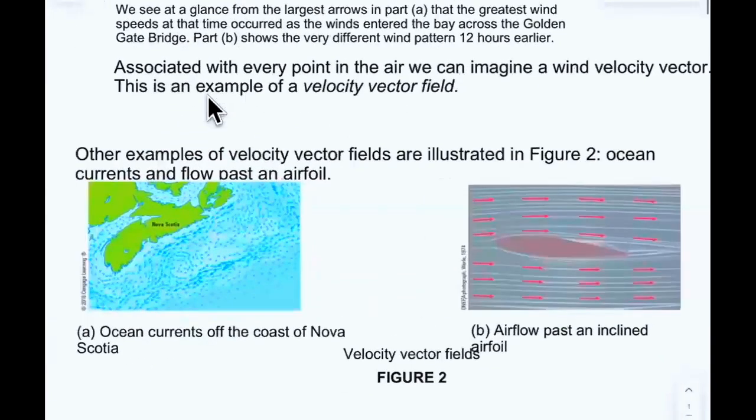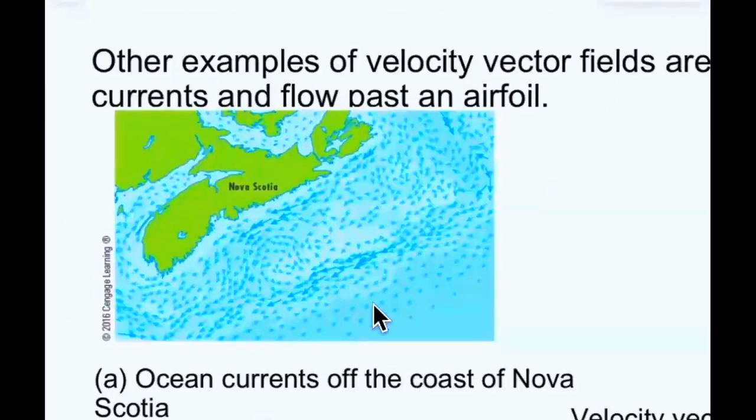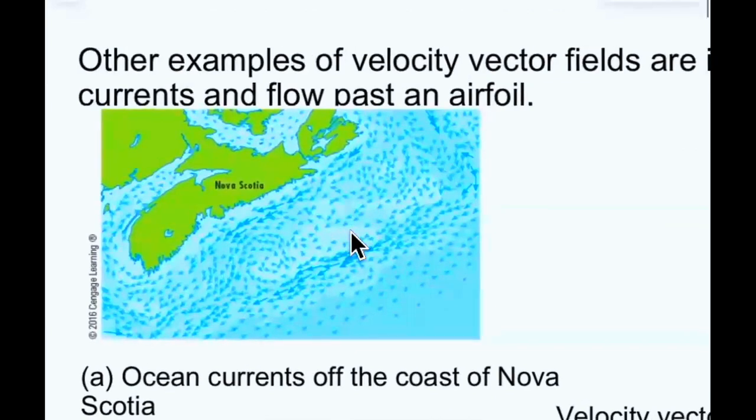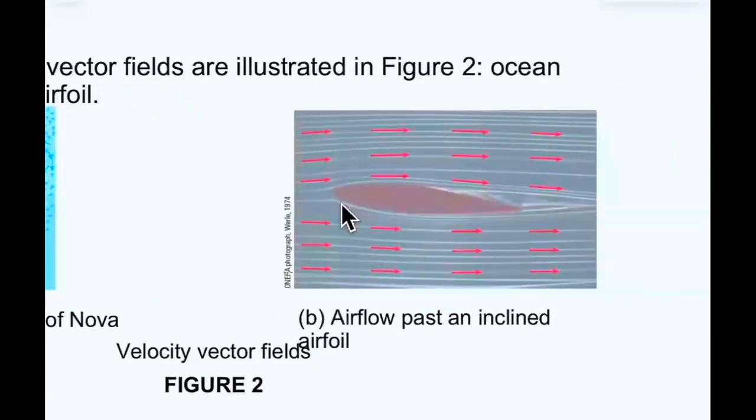Now here are more examples of velocity vector fields. This one here is the ocean current. So you see those arrows right here indicate the ocean current. So it's an example of a velocity vector field. This one here is more familiar. It's the airflow path and inclined airflow. So this is the cross-section of an airplane wing, right? The airflow will pass this. And you see the arrows here indicate the direction, and the magnitude indicates the speed.